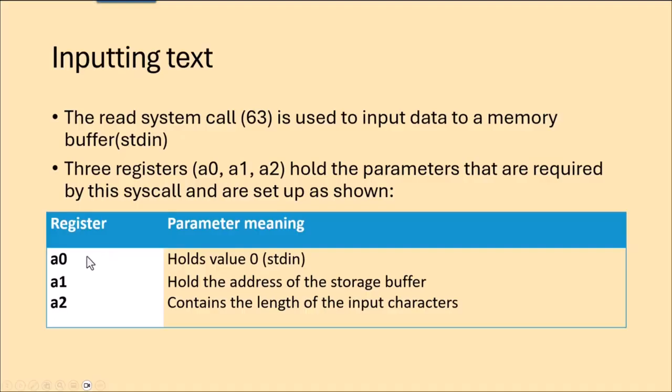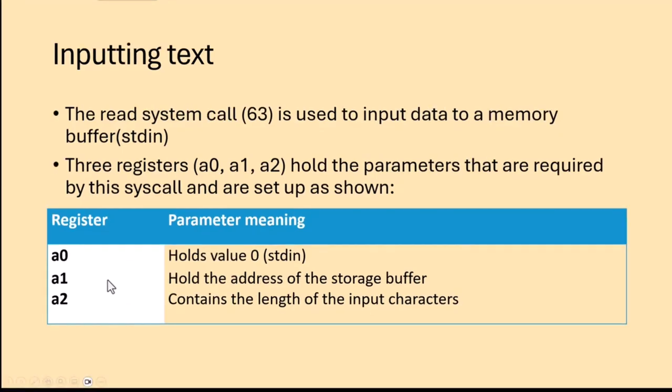If we want to input data, it's fairly similar. We have to use the same 3 registers. In this case, though, to input data from the keyboard, we load A0 with the value 0. For A1, this is where we're going to store the address of the buffer. So when we read in the data, it will be located into this storage buffer. And then A2 will contain the count of the input characters. So, we want to make the buffer large enough to contain this inputted data.